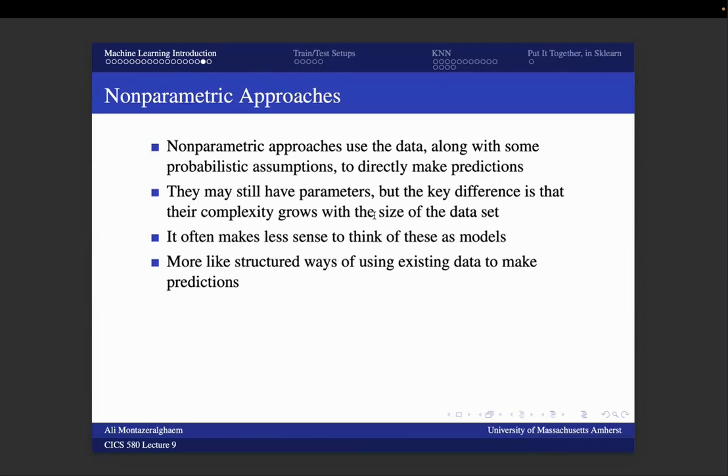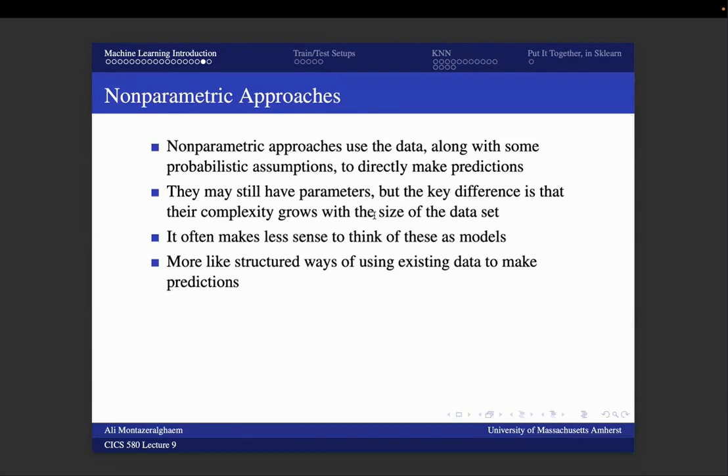Actually, in my mind, non-parametric approaches are less effective than parametric approaches. But if we can find an effective non-parametric approach, that would be better, because we don't need to learn any parameters for the non-parametric approach.